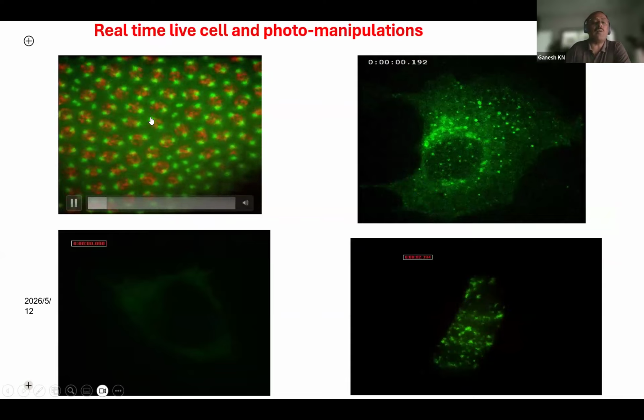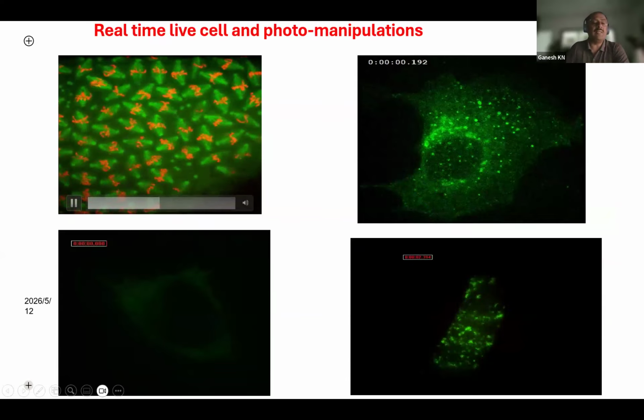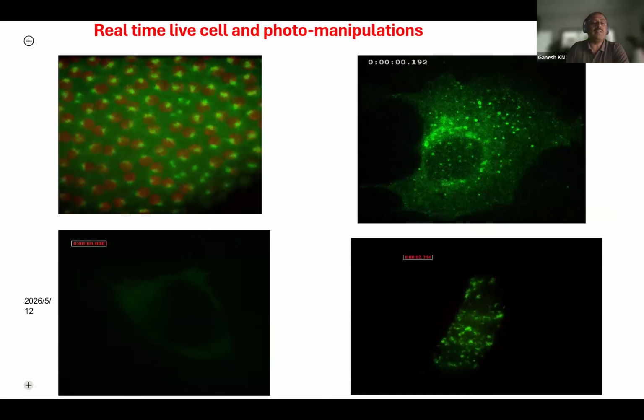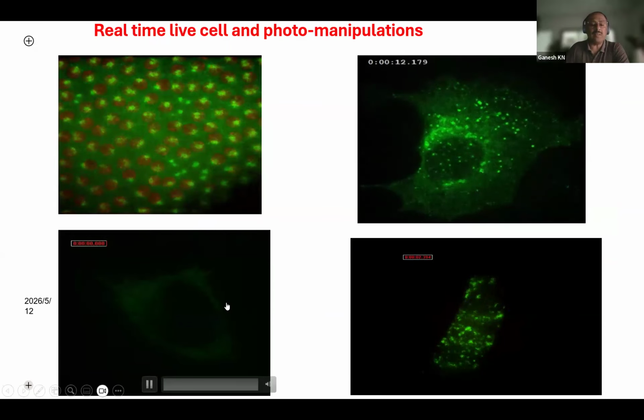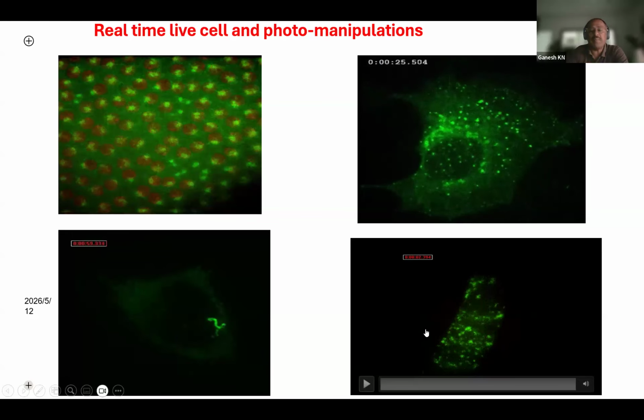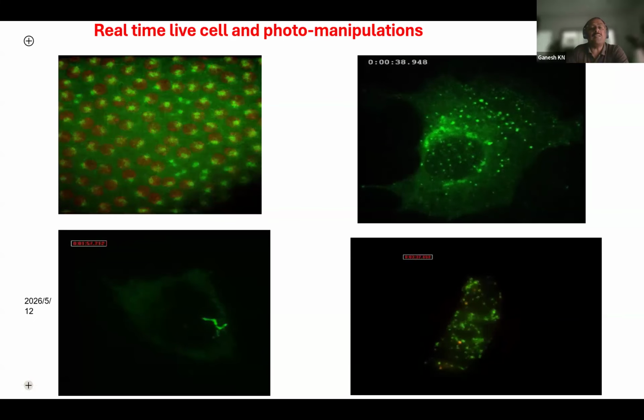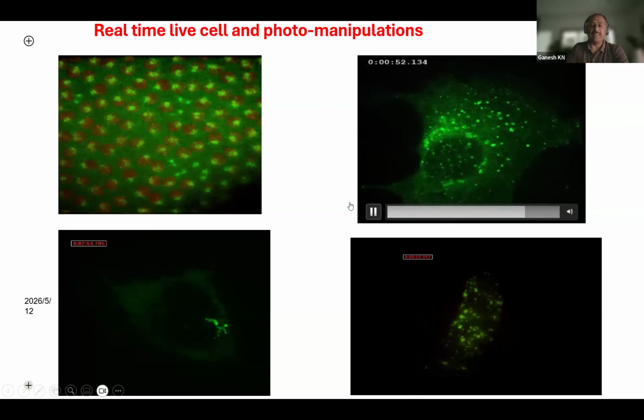Just some examples of how fast the imaging can be done. A cell division can be captured in real time with better sensitivity. You can do vesicle tracking. You can do exocytosis and endocytosis imaging. You can do photo activation and photo manipulation experiments. All these things are done better. So the spinning disk confocal microscope has become a tool for live cell imaging.